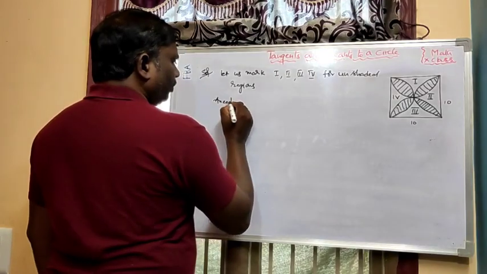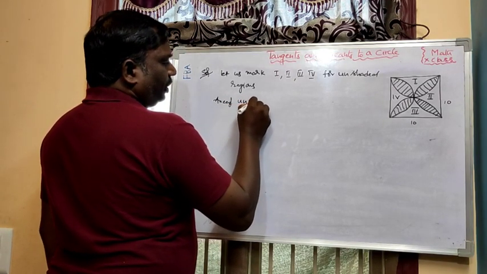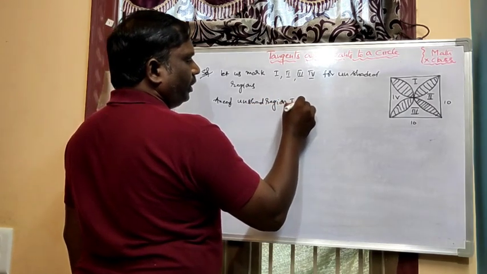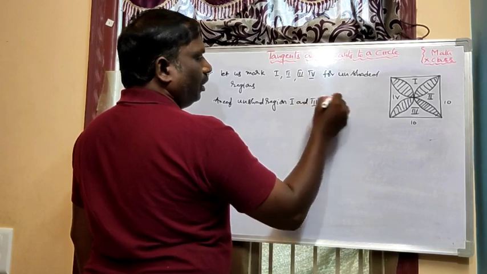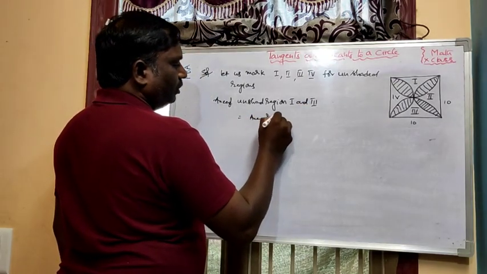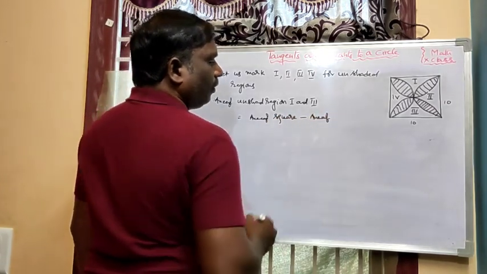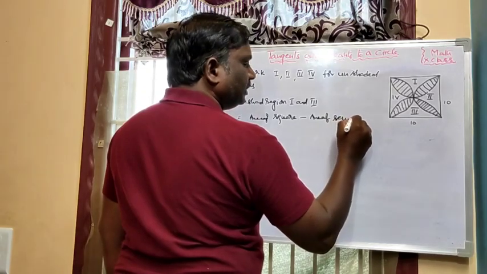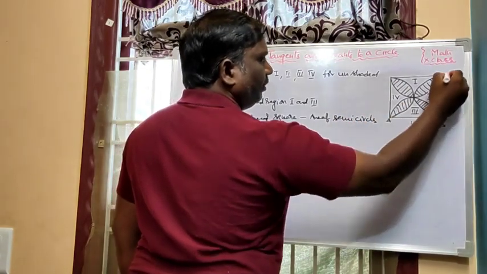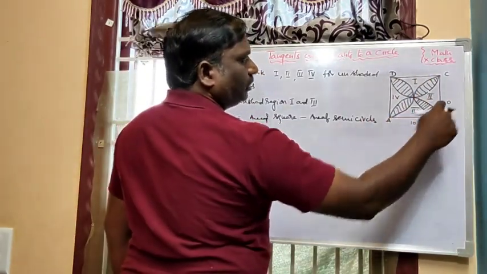So the area of unshaded regions 1 and 3. How to get 1 and 3? That is the area of the square minus the area of semicircles. I did not give the names here. ABCD. Semicircles AD and BC.